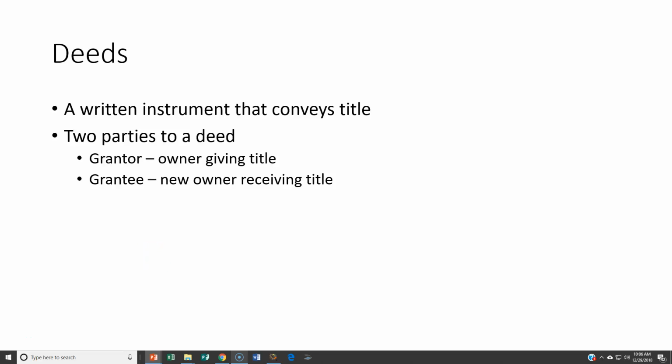Okay, here we are, part 2 on Unit 9. We're going to talk about deeds. This is the actual written instrument that conveys title. It's like a bill of sale. There are two parties to a deed. The grantor, that's the seller, the owner giving ownership title to the buyer, and the buyer is the grantee, the new owner receiving title.